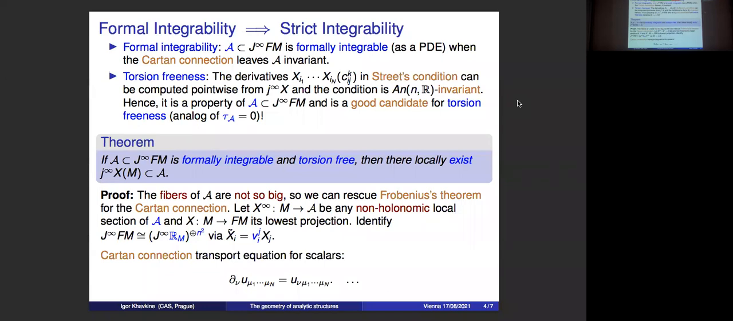And let me refer to Street's condition as exposure. Together they will be like the analog of the dimension of the main house concept for complex structure. These two together should be the right notion of formal integrability for an almost analytic structure. All right, so here's a theorem that we can prove.